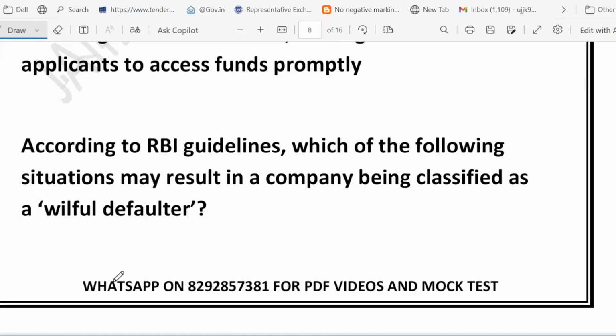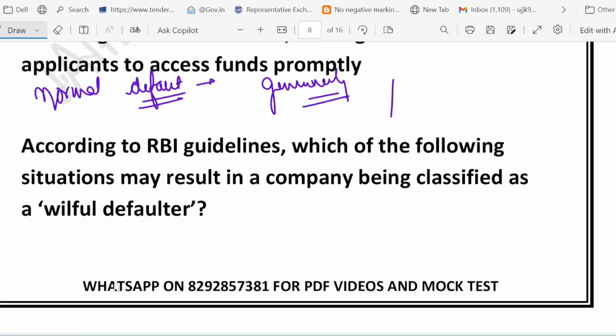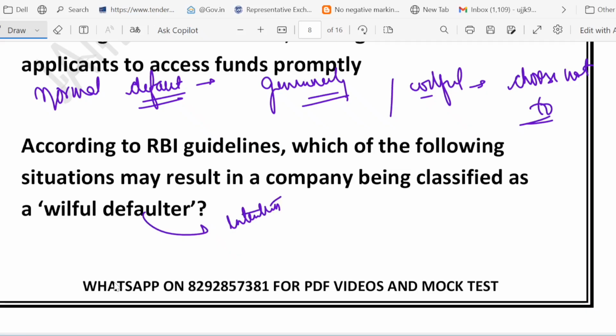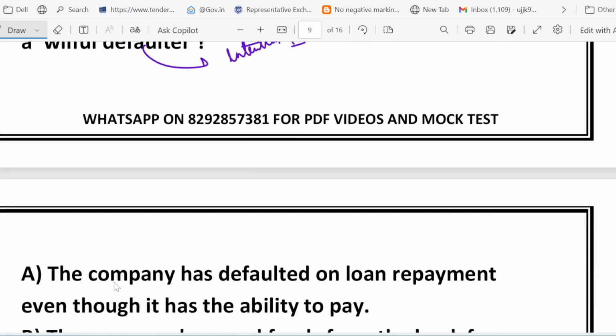So first of all, let's try to understand what is normal default. Normal default means the borrower is genuinely unable to pay because of financial stress. Genuinely he is unable to pay. And what is willful default? When I say willful default, it means the borrower can pay but chooses not to pay, or misuses the bank money. So willful default is all about intention and misuse. Right.